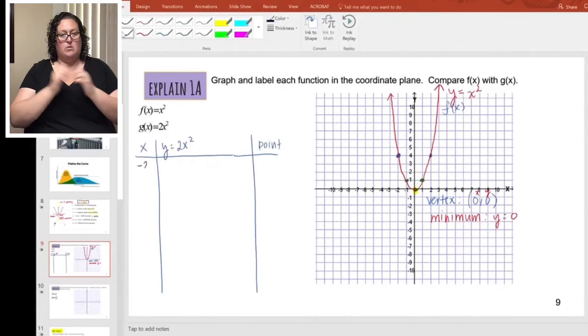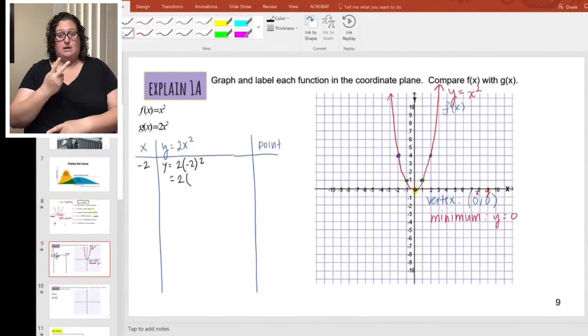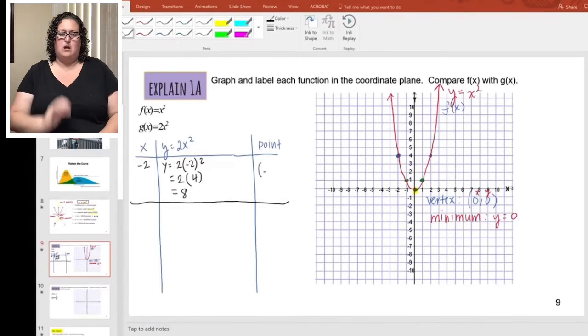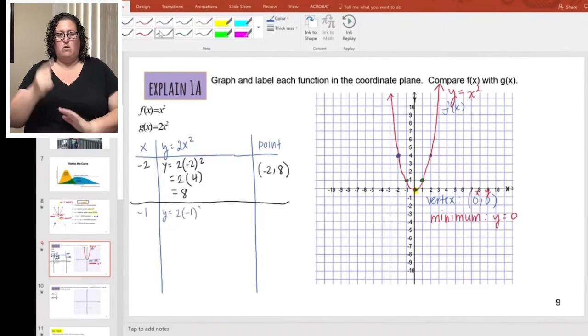Let's start off with -2. When x equals -2, y will equal 2 times -2 squared. So -2 squared is +4, and 2 times 4 is 8. Therefore, our first point is at -2, 8. When x equals -1, y will equal 2 times -1 squared. -1 squared is 1. 2 times 1 is 2.